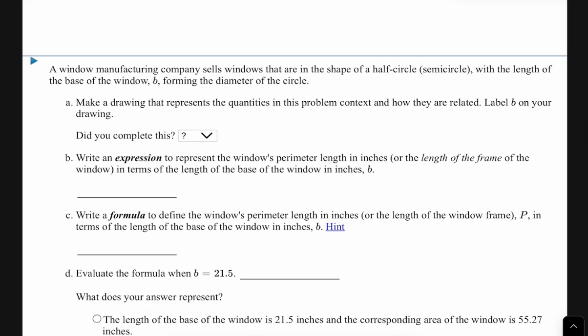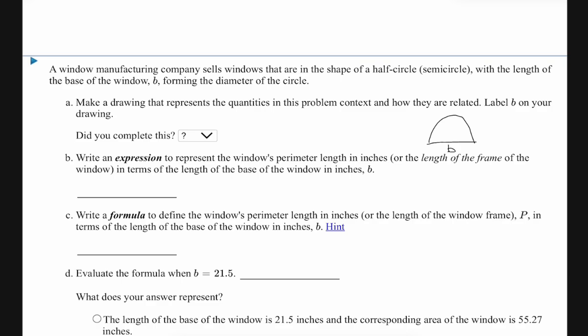Okay, so let's take a look at the first question they ask us. It says a window manufacturing company sells windows that are in the shape of a half circle with the length of the base of the window B. Now, it says that B is forming the diameter of a circle. So we've read that part. I would initially draw what's happening. So we've got this little half circle. If you have a sheet of paper, you might always want to have a little sheet of paper next to you, or open up a little notability window so you can draw a picture. Remember, that was part of the problem solving process that they wanted you to go through. And they called this B.